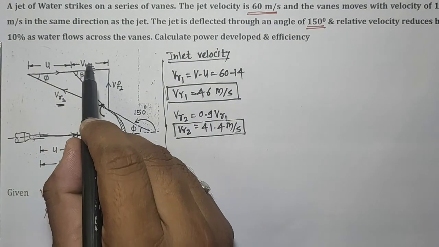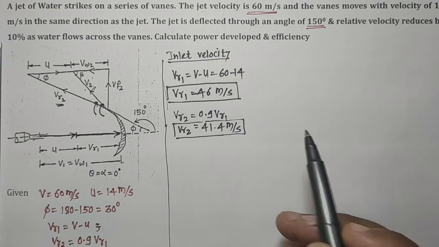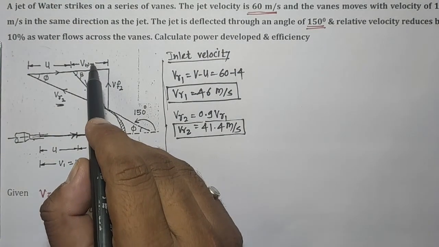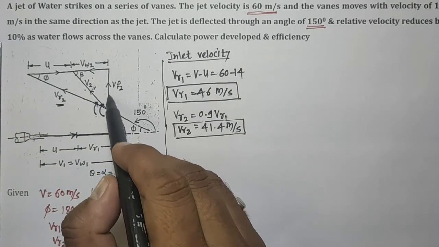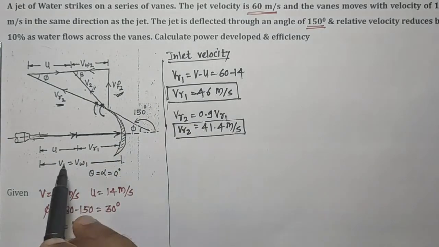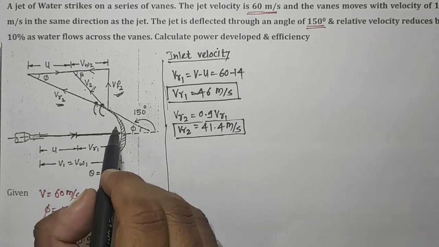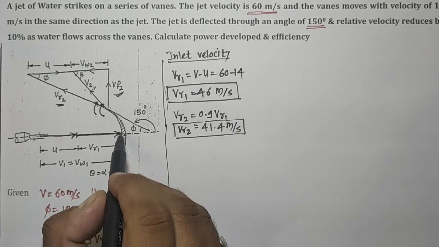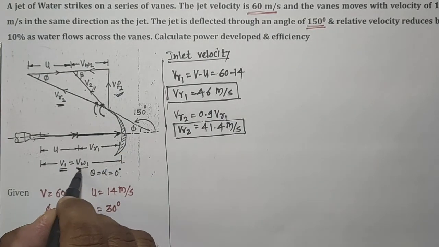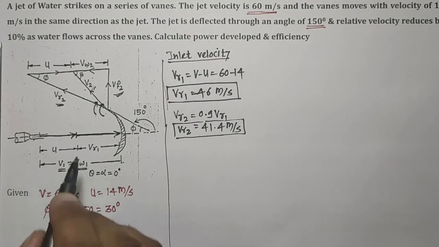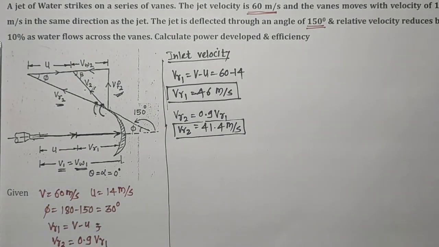Now this V2 has two components, VW2 and VF2. VW2 is nothing but the tangential velocity component, and VF2 is nothing but the axial velocity component, or we can say flow component. One more thing, at the inlet we don't have any type of flow component. Absolute velocity is equal to tangential velocity. So while striking it has a kind of velocity, that is what we call VR1.